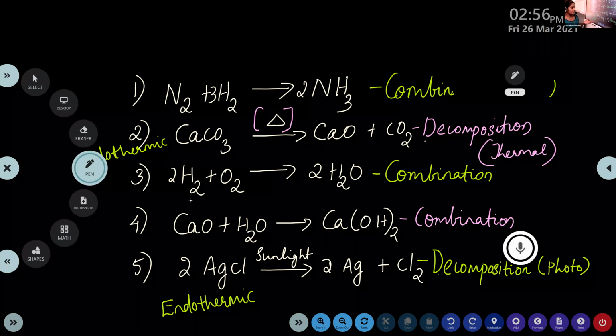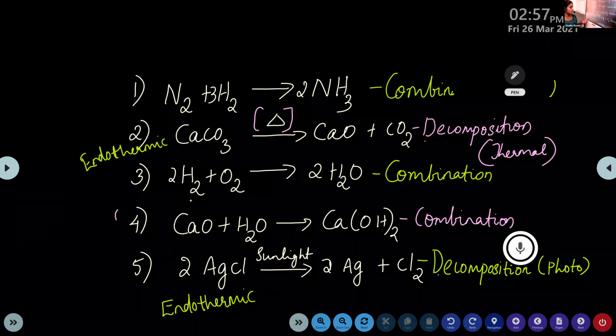So the shortcut to identify combination and decomposition reaction: in terms of combination reaction, two or more reactants combine together to form a single product. In the case of decomposition reaction, a single reactant breaks down to simpler products. In the case of endothermic reactions, all decomposition reactions are examples of endothermic reactions because energy is required for this decomposition process. Sometimes it's in the form of heat, sometimes electricity, or otherwise light. Now I think these two portions, combination and decomposition, are clear for you all?